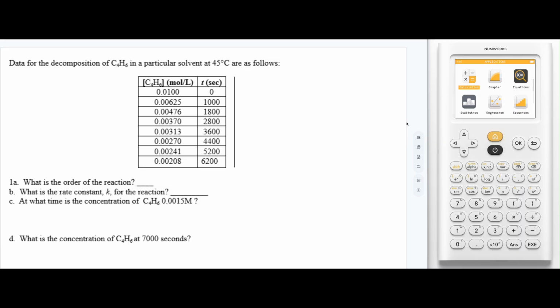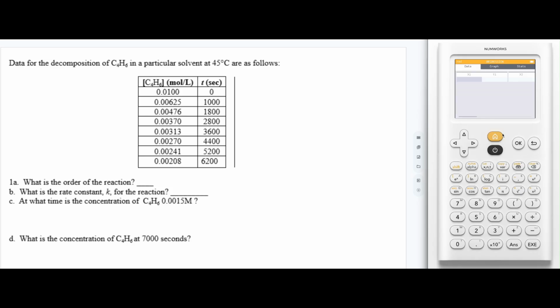So to do that, we are going to go to our regression app. And first, we are going to plug in all the values that are given. So first, in our X column, we are going to plug in our time. Remember that X will always be time, no matter what. So first, it's going to be 0, then 1,000, then 1,800, 2,800, 3,600, 4,400, 5,200, and finally 6,200.